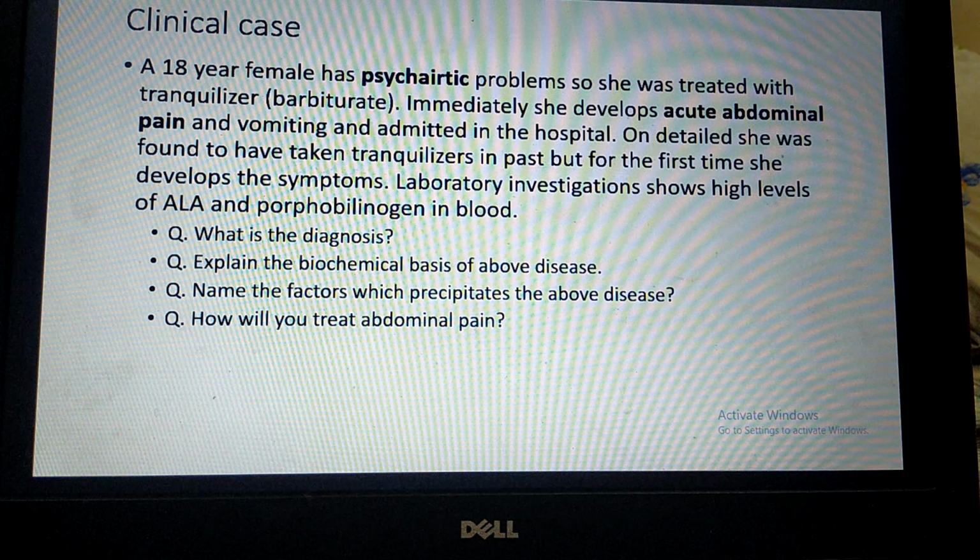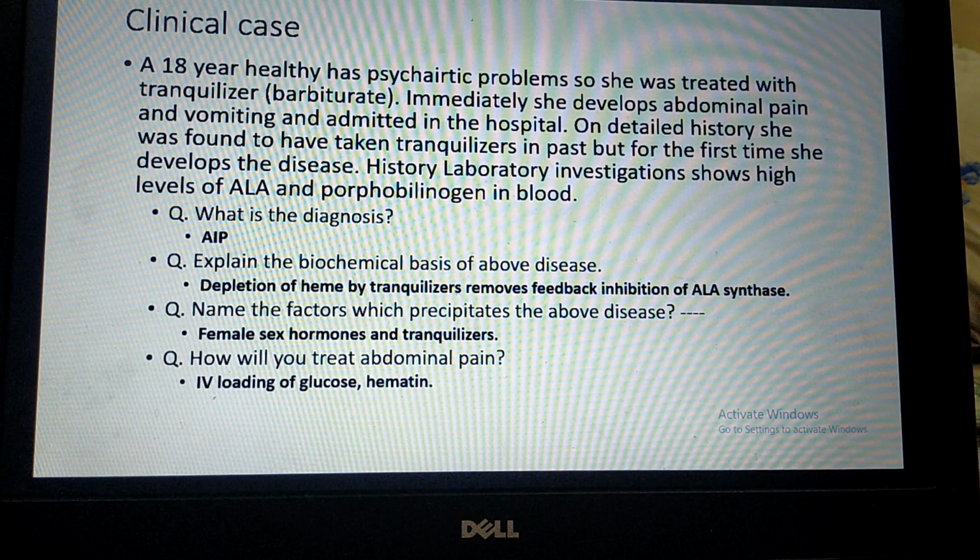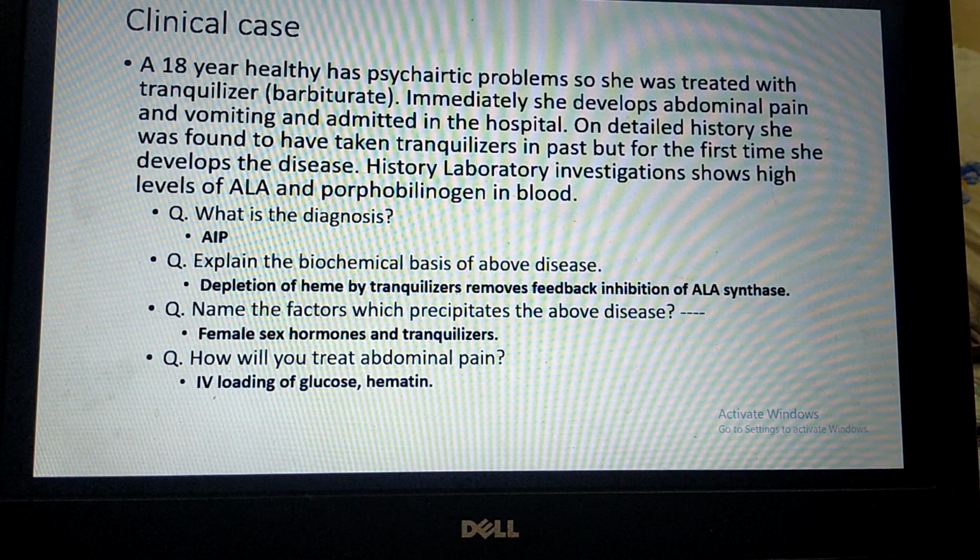Now how will you treat the abdominal pain? This abdominal pain can be treated by intravenous glucose load and hematine. Just now I have explained to you, when glucose is given, it has a negative feedback effect on ALA synthase, or it will inhibit the ALA synthase. When ALA synthase is inhibited, the synthesis of ALA and porphobilinogen is decreased and symptoms are relieved.